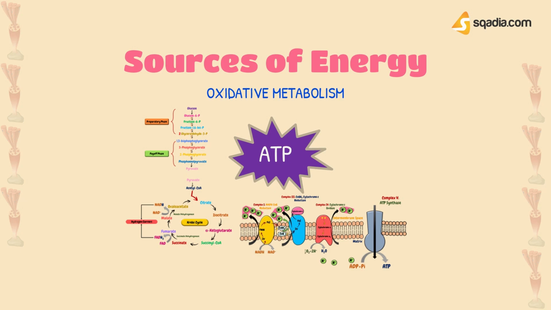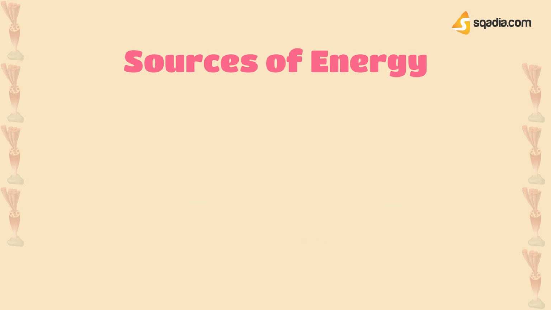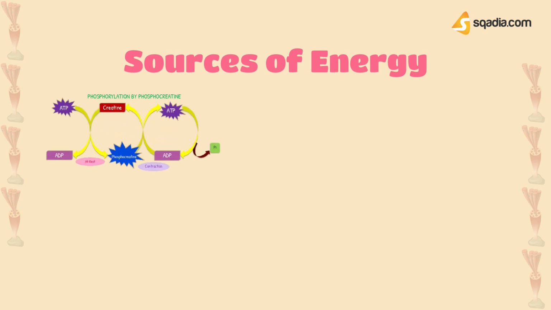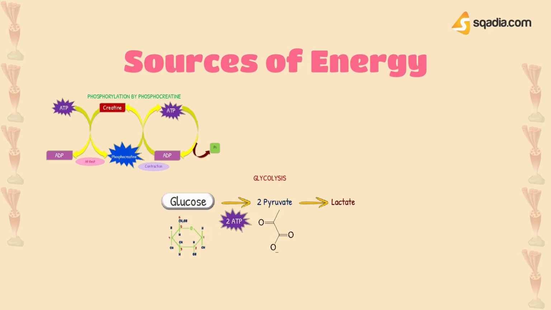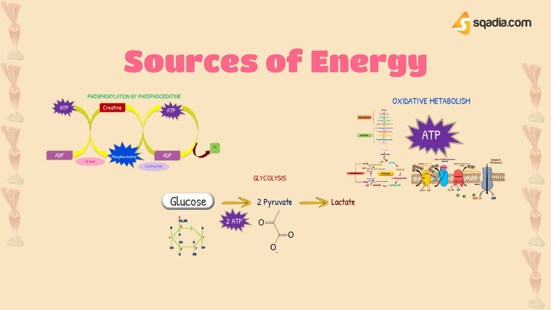So, the main source will be ATP, which will be driving the process of muscle contraction. And obtaining this ATP will be done in 3 ways, which are phosphocreatine, glycolysis, and oxidative metabolism. This was all about the energy sources required for muscle contraction.